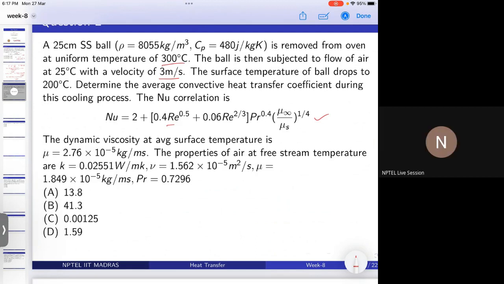Excuse me, sir. Yes, yes. This 25 centimeter SS ball, is it the diameter or radius? It's a direct.